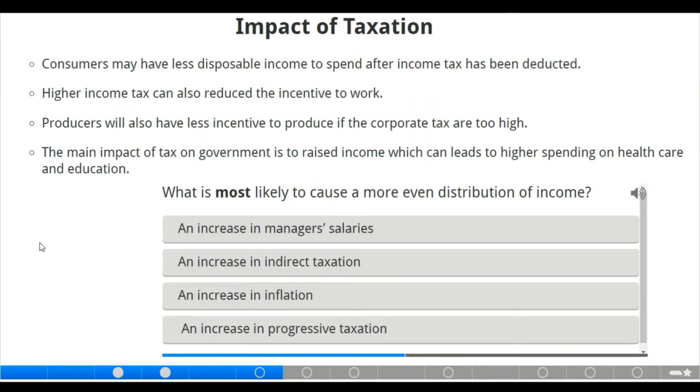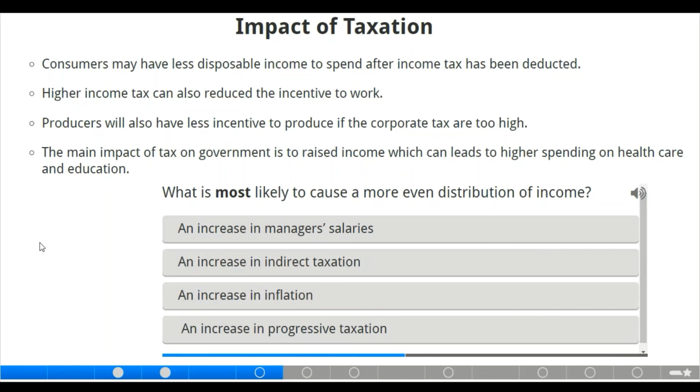Moving to the next slide, we now have the impact of taxation and one past question here. Now let us check what the impact of taxation is telling us. Of course, consumers may have less disposable income to spend after income tax has been deducted. Yes, and higher income tax can also reduce the willingness to work, and producers will also have less incentive to produce if the corporate taxes are too high. And for government, the impact of tax is to raise income, which can lead to higher spending on healthcare and education and other public expenditure.